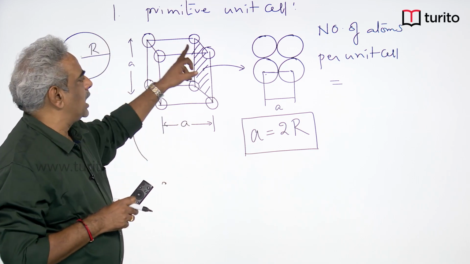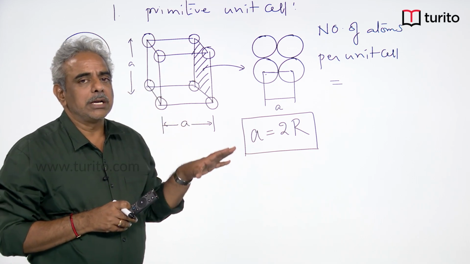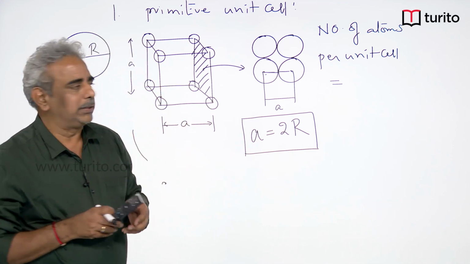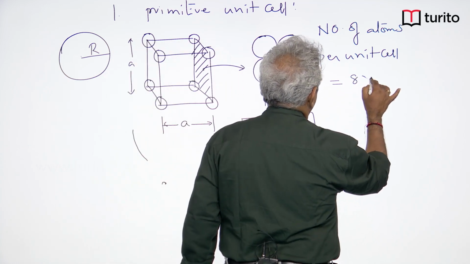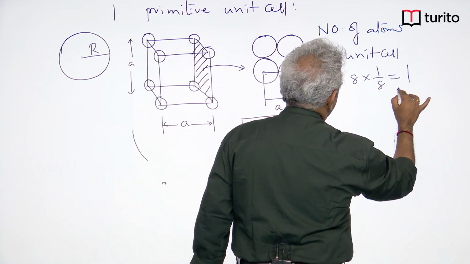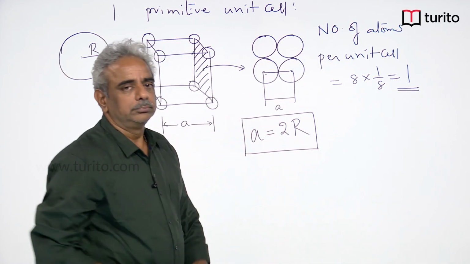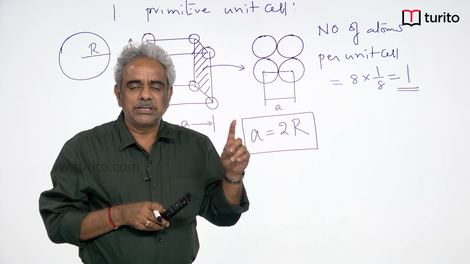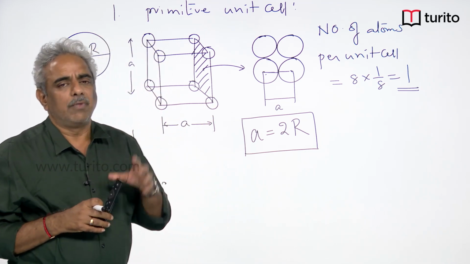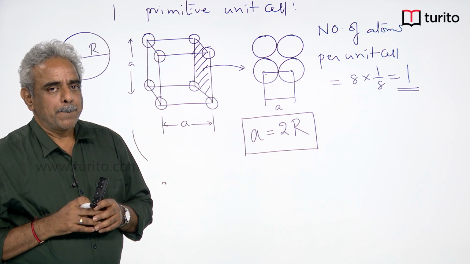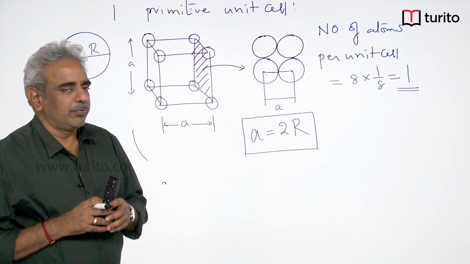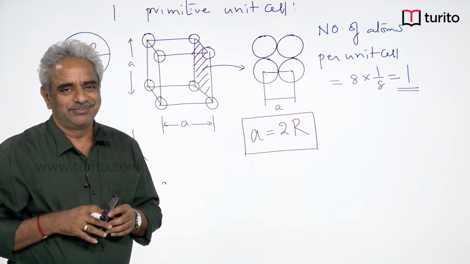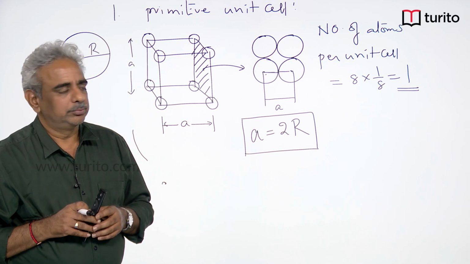So, you have got atoms only in the corners. How many corners are there? 8 corners. Each corner atom contributes 1/8. So, 8 into 1/8 is 1 atom. What do you conclude? One unit cell means just 1 atom or 1 sphere. So, if you have got 1 mole of unit cells, you have 1 mole of atoms, like that also we can count.